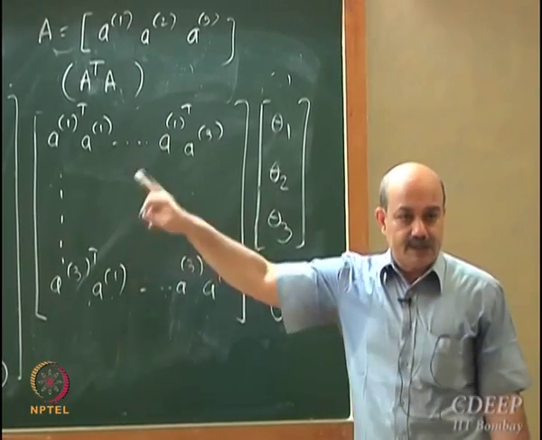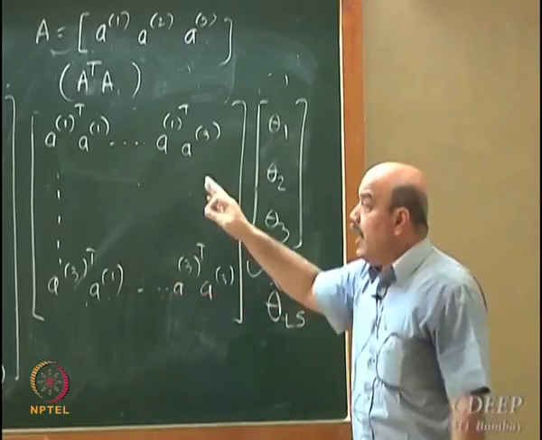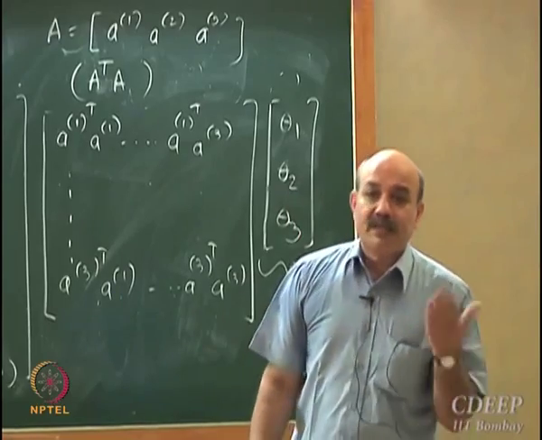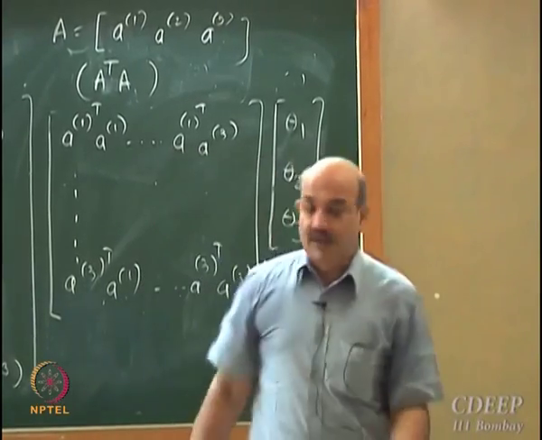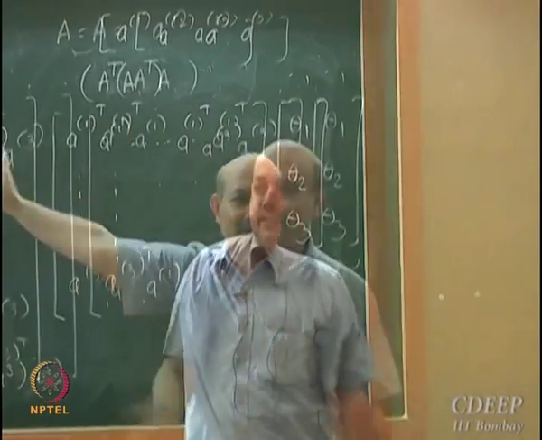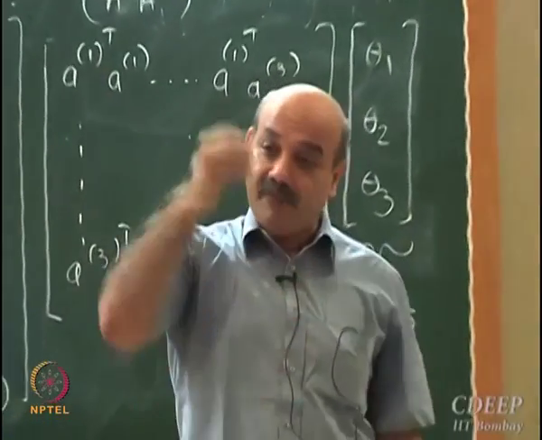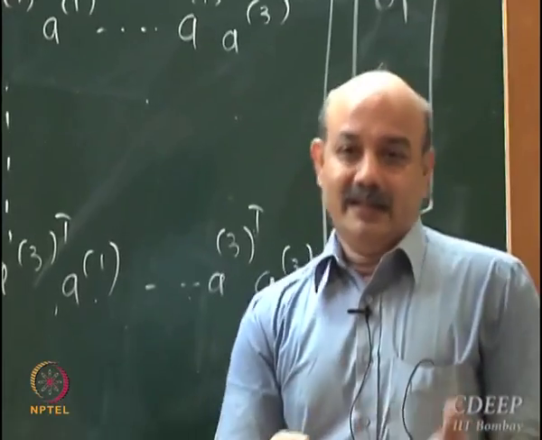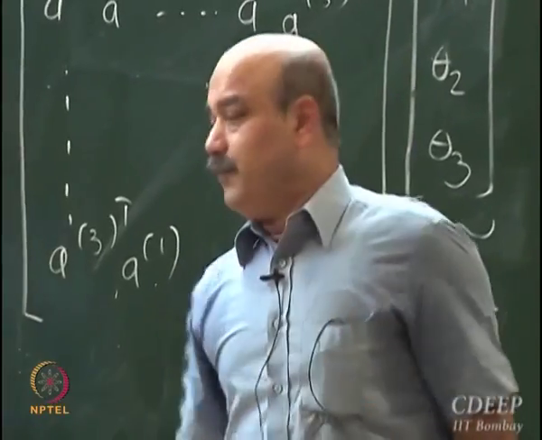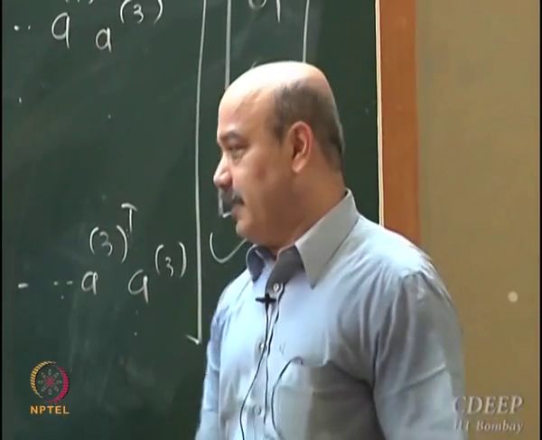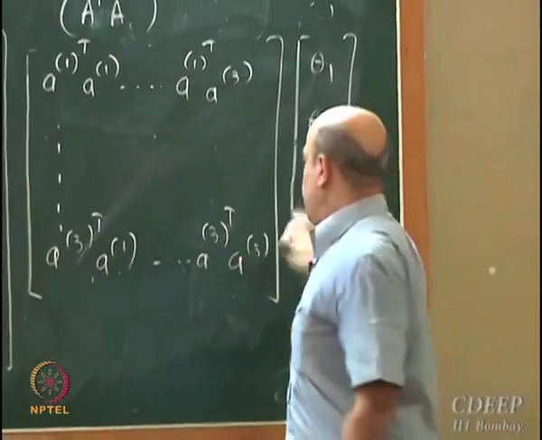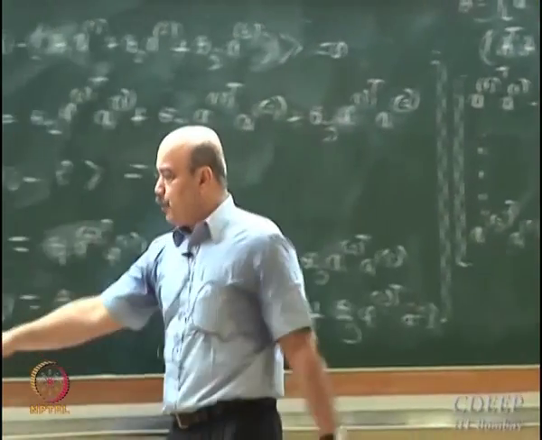How it is computed? A transpose A times theta is equal to A transpose U. A transpose A, if columns of A are linearly independent, is always invertible. This is always a square invertible matrix, symmetric, positive definite, very, very nice matrix. Okay, this matrix which we study in linear algebra does appear in a very practical application. You are trying to fit a curve in some data, or try to fit a function in some data. Positive definite, symmetric, invertible matrix.